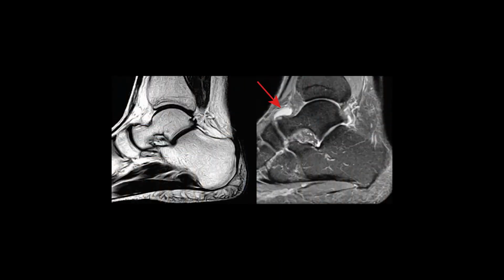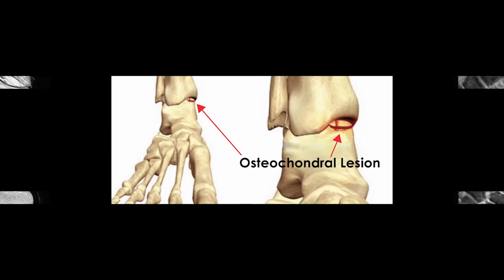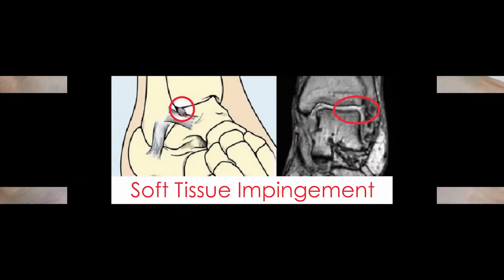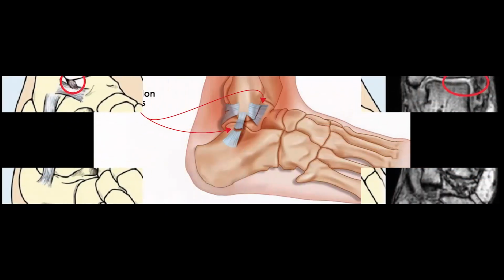MRI can also be useful to rule out any other pathology or causes of ankle pain, which may also need to be addressed, such as osteochondral lesions, bone contusions, soft tissue impingement, or tendon tears. About 80% of acute ankle sprains recover with conservative treatment, and the other 20% result in chronic instability.